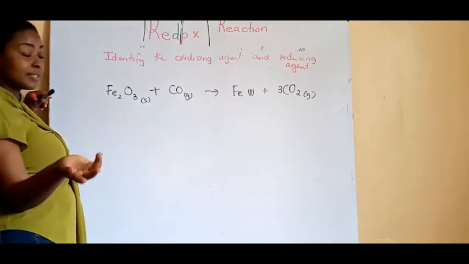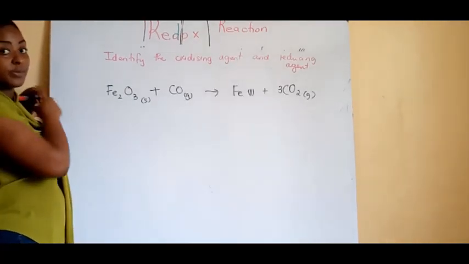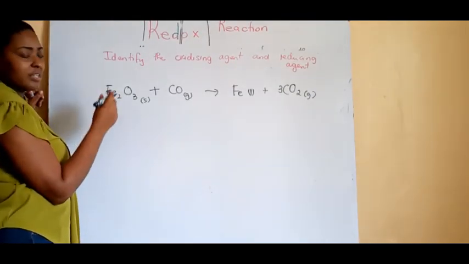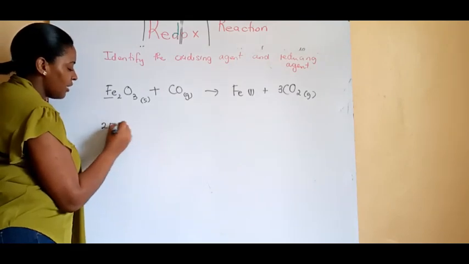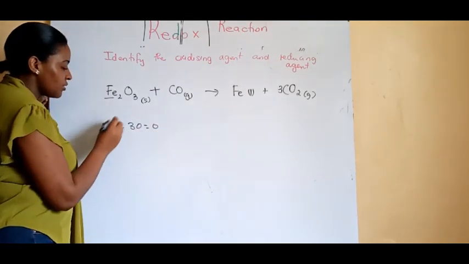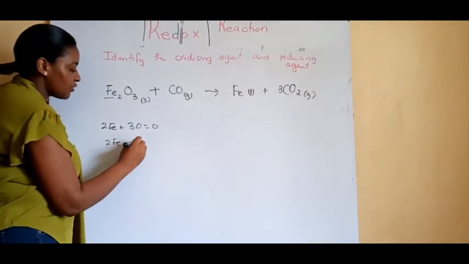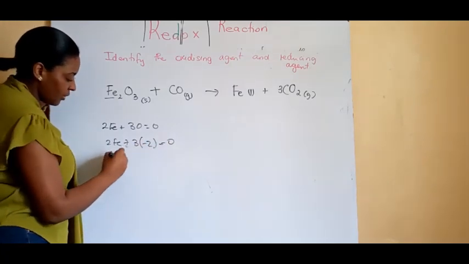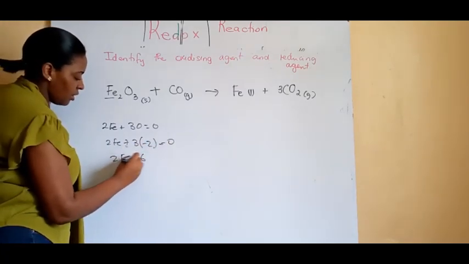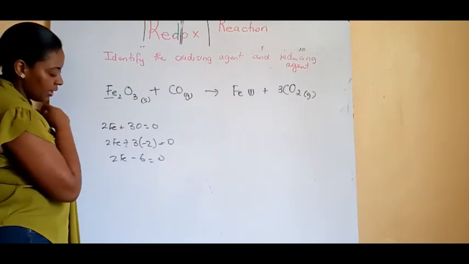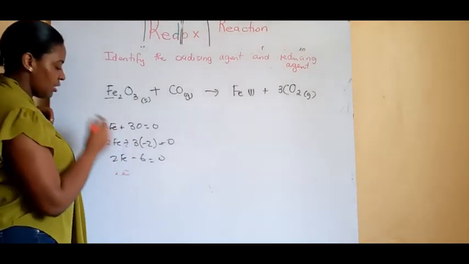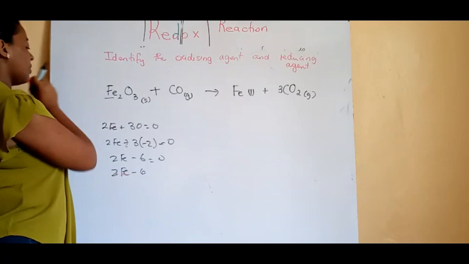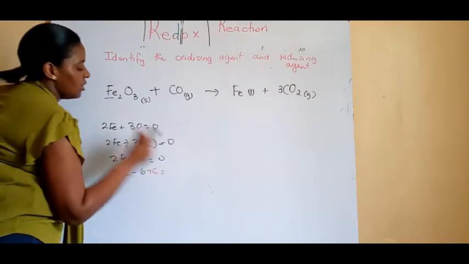Of course, we're going to have to identify the oxidation number of all the substances in the compound. So let's go. We know oxygen is -2, but we don't know what iron is in this case. So we're going to say 2Fe plus 3O is equal to 0. So 2Fe, which we don't know, plus 3 times -2 equals 0. So 2Fe minus 6 equals 0.